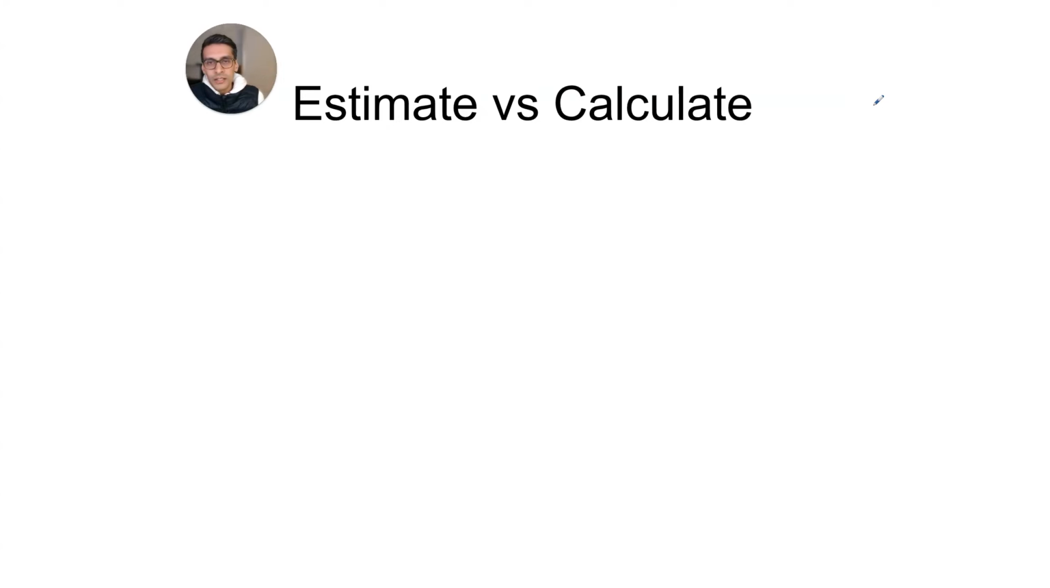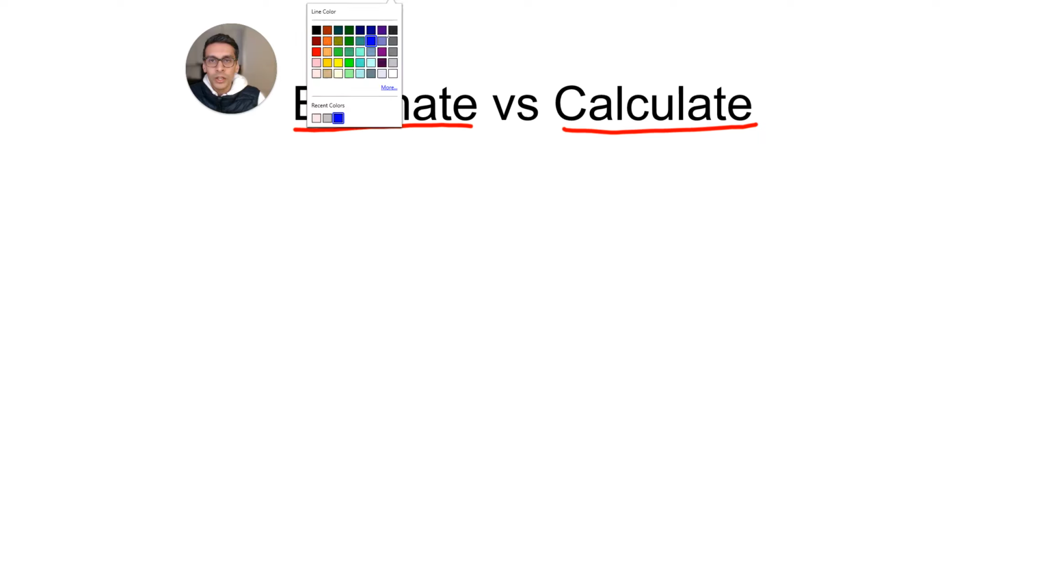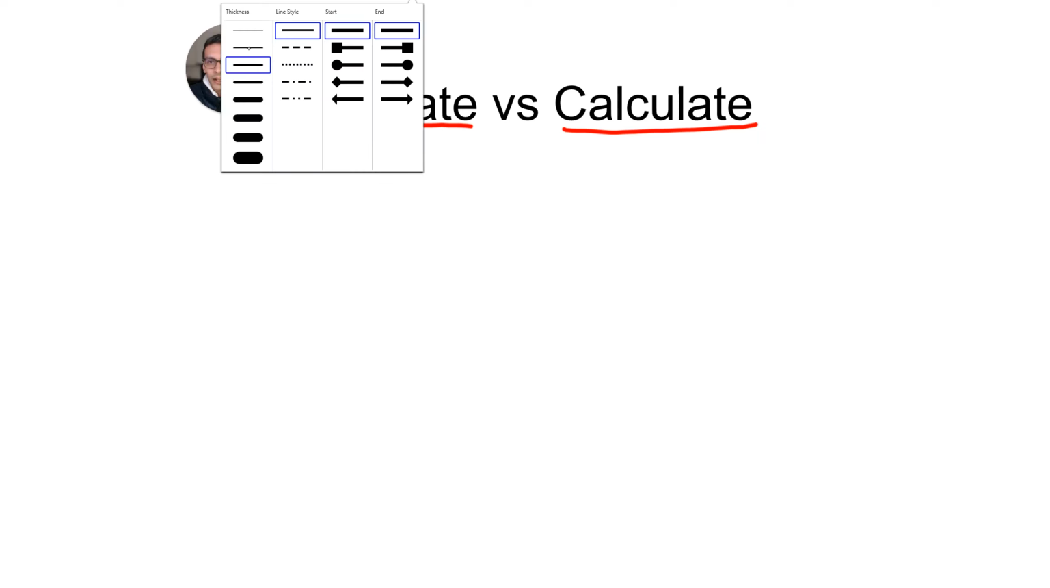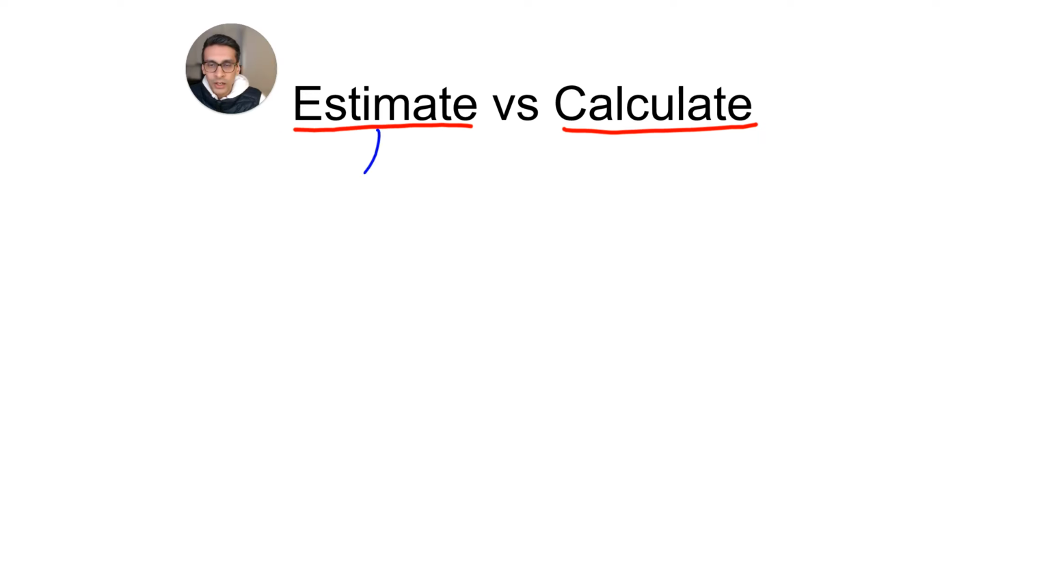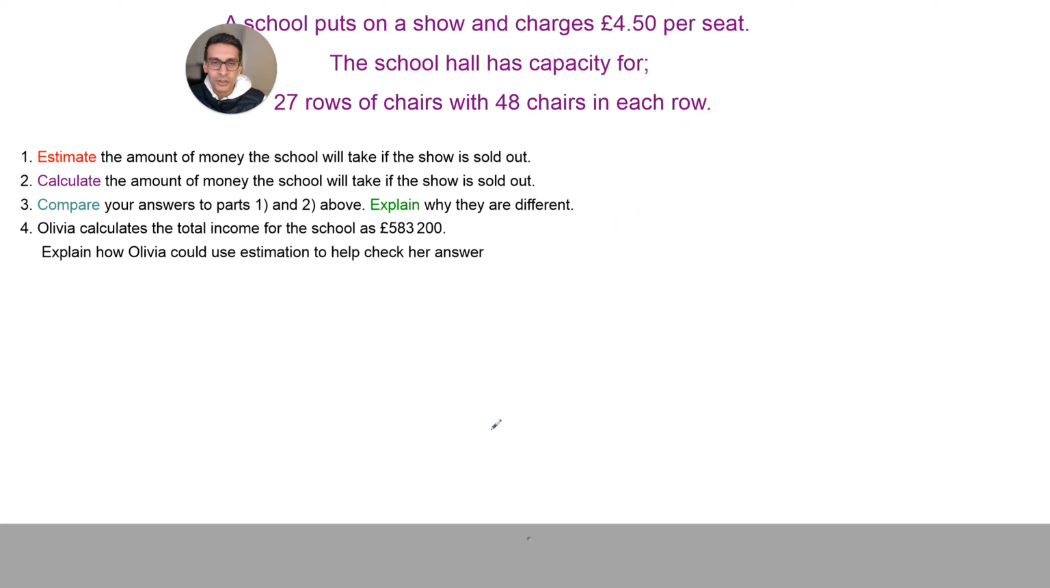Okay, we are continuing with estimation and we're going to be looking at the difference between estimation and calculations. So in this video, we are going to look at the fact that when we estimate, we are rounding and coming up with a rough idea of what the answer is. And when we calculate, we are working out an exact answer. So that might involve a calculator or it might just involve longer calculations.